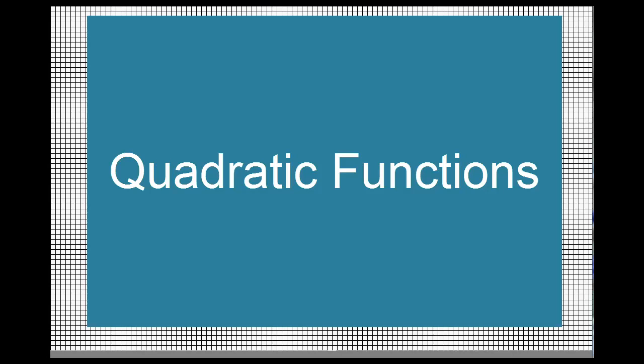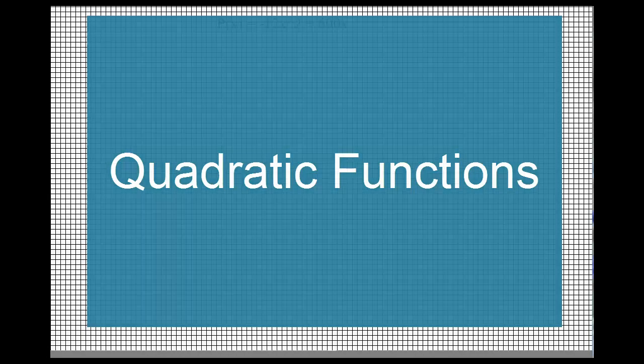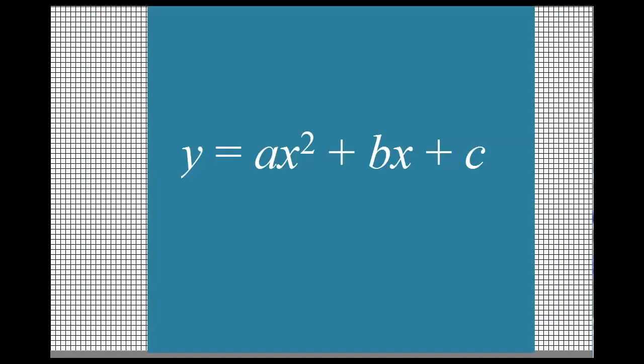In this video, we're going to discuss quadratic equations in two variables. Well, we learned that the graph of a linear equation in two variables is a straight line. We're now going to learn that the graph of a quadratic equation in the form y equals ax to the second power plus bx plus c is a parabola.